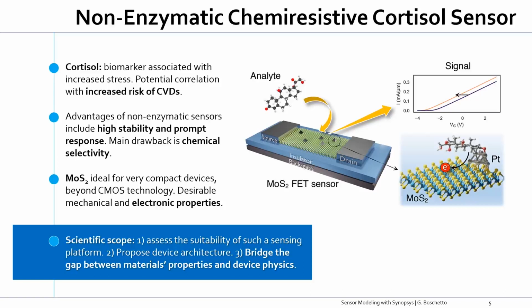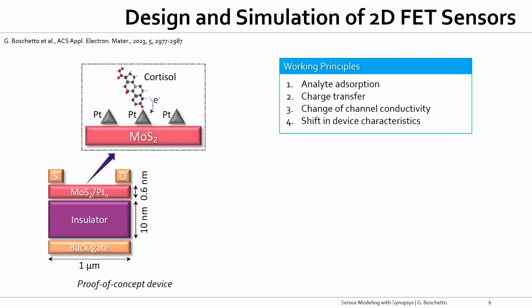Finally, our aim here is, on the one hand, to assess the suitability of this sensing platform, and on the other hand, to propose a device architecture. Ultimately, what we aim for here is to bridge the gap between material properties and device physics.